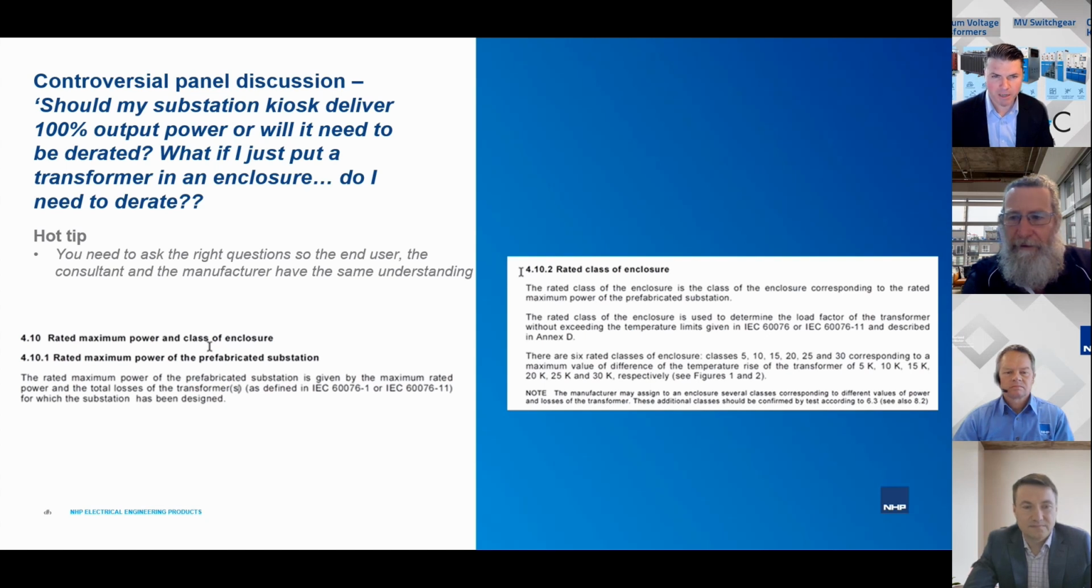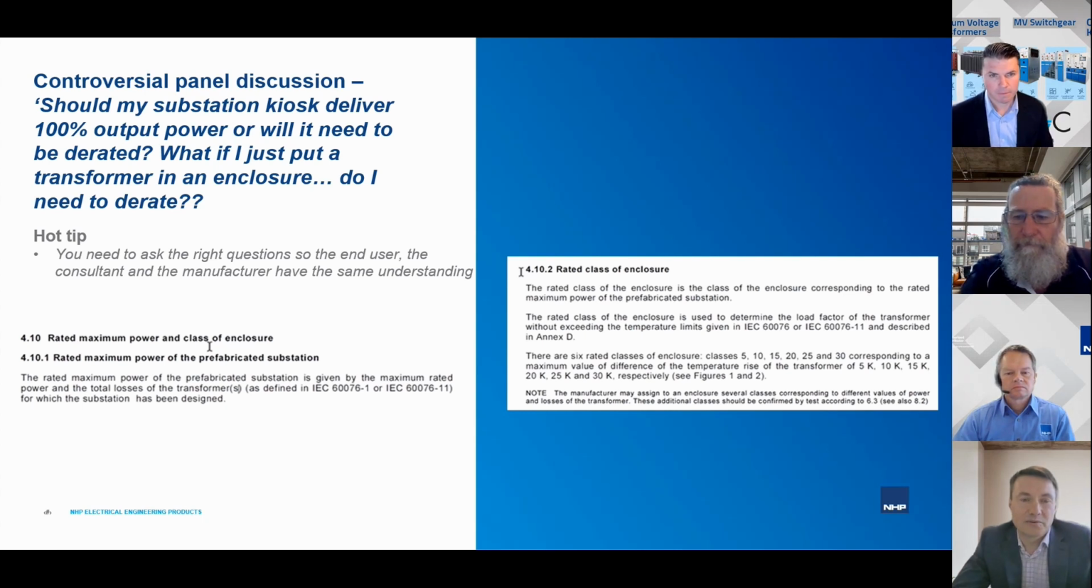Pretty important. I suppose, Dimitri, the one takeaway that I've certainly commented on here is you need to ask the right questions, so the end user, the consultant, and the manufacturer all have the same understanding. So let's have a talk about that, and then we'll look at a real life example where there was a bit of confusion in that space, and how you hopefully can avoid getting into those sorts of situations.